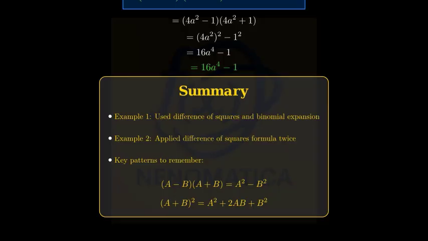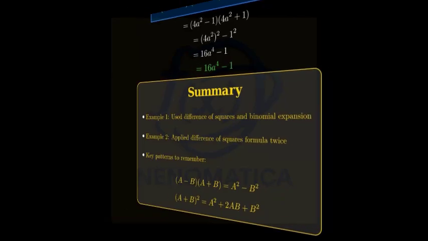Remember these key algebraic patterns: the difference of squares, (a − b)(a + b) equals a² − b². The square of a binomial, (a + b)² equals a² + 2ab + b². Practice identifying these patterns and expressions to simplify your calculations efficiently.